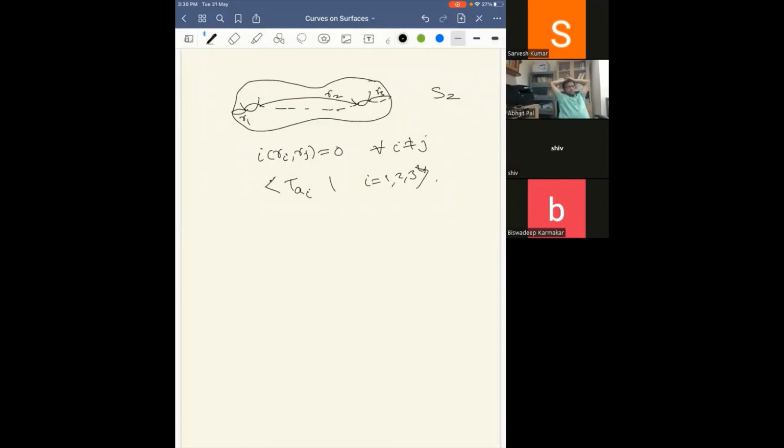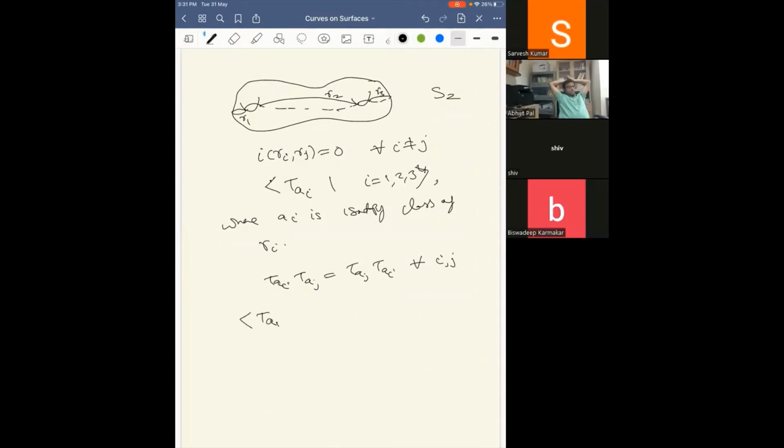So what is AI? AI is an isotopic class of gamma. So by the previous argument, TAI and TAJ commute for every i, j. If they commute and each of them represents an infinite order element, what do you get? So this is a presentation.